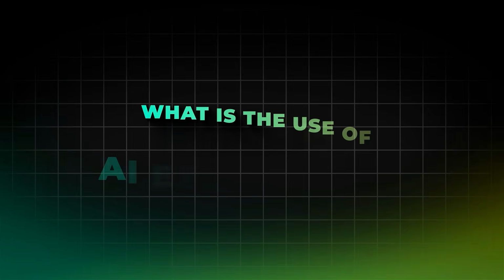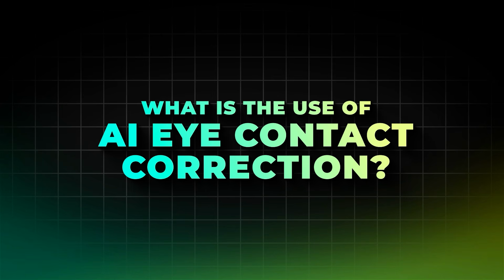What is AI eye contact correction? This feature uses AI to adjust your eye direction in a video, making it look like you're maintaining direct eye contact with the camera. So even if you were reading a script, looking at notes, or slightly off-center, it corrects it naturally.